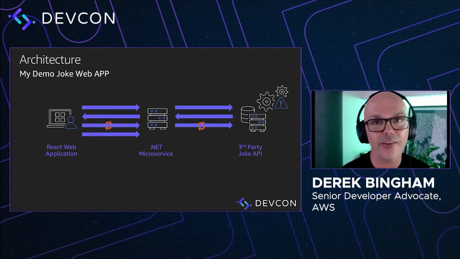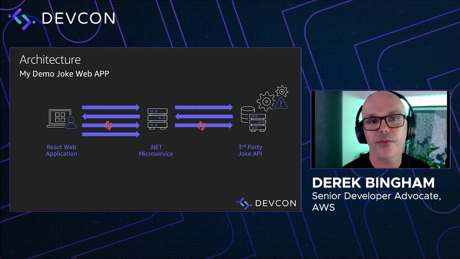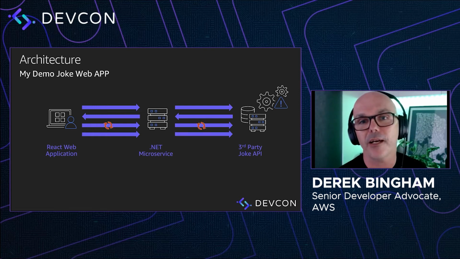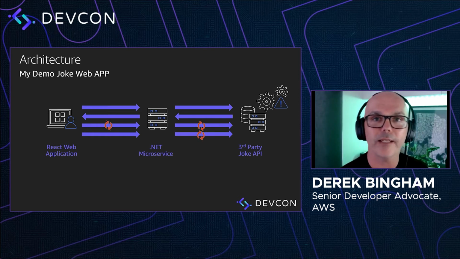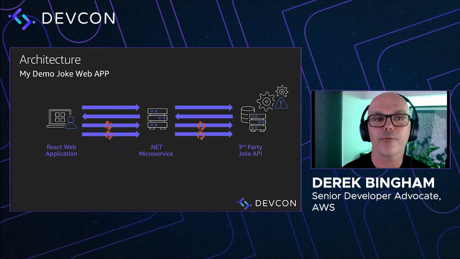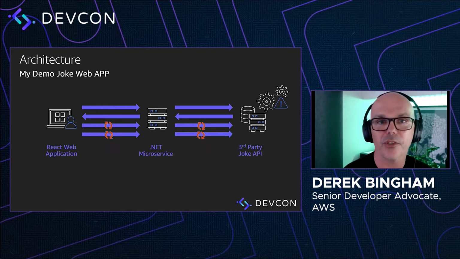So if we had another React web application from a different client or a different browser, it would do the same thing. The .NET microservice would proxy it through to the third-party Joke API, which would then wait for a response, as the third-party Joke API is still with a component failure. And then the React web application would also have a delay.